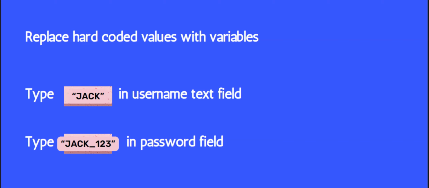In this type of testing technique, rather than hard coding all our values, we would be replacing them with variables. For instance, where we have Jack as the username, hard coded, we're going to replace it with a variable. So each time the test gets run, it gives it a new value that we've assigned in the table. Same thing for the password.